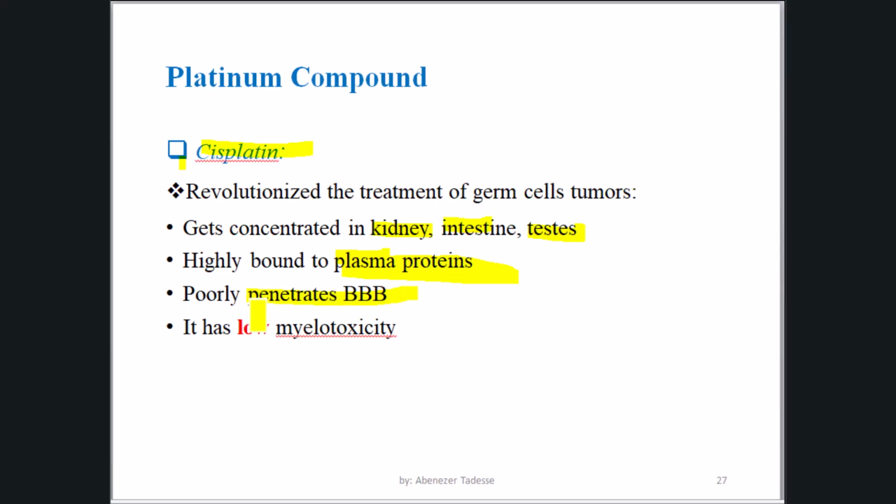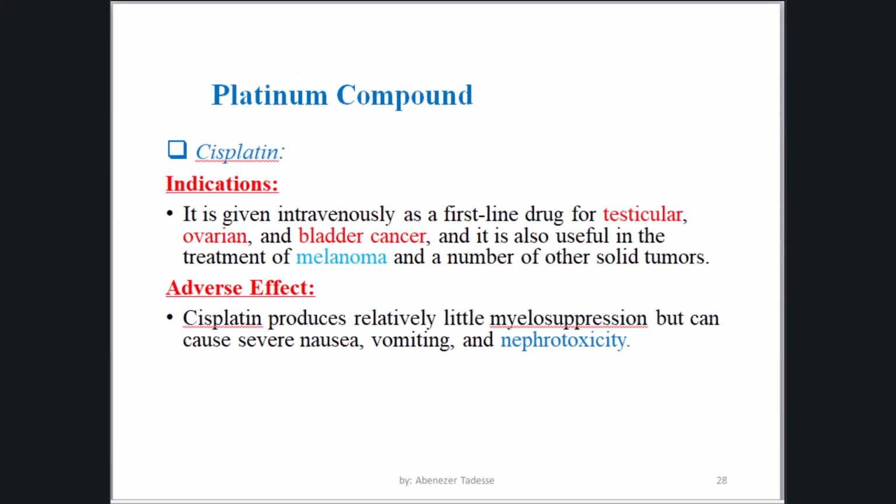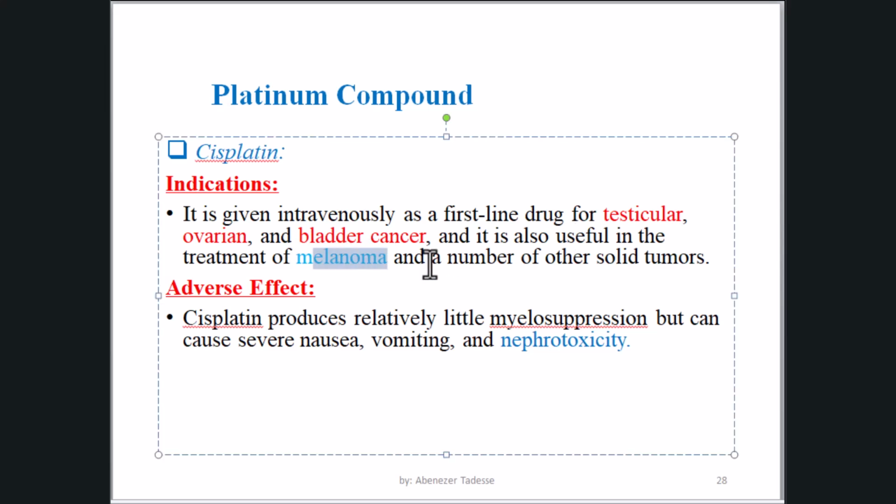the blood-brain barrier. The other one is low myelosuppression. Most chemotherapeutic agents are associated with bone marrow toxicity as the most common side effect. The other one is platinum compound indications. They are indicated in testicular, ovarian, and bladder cancer, and also skin cancer or melanoma.